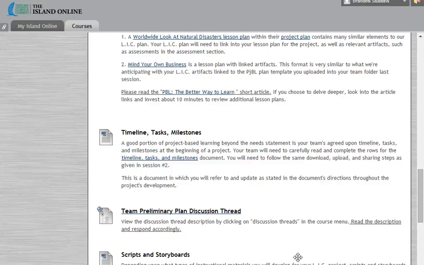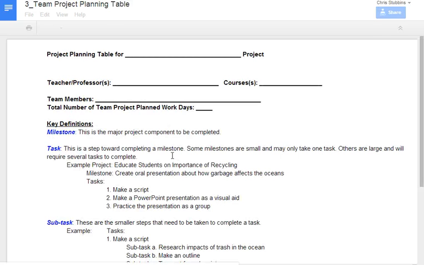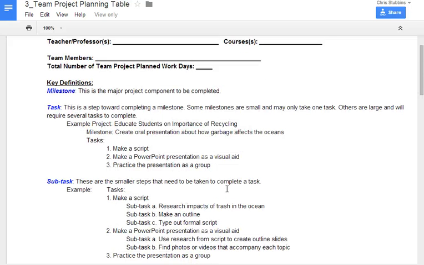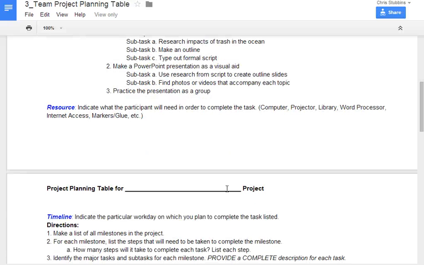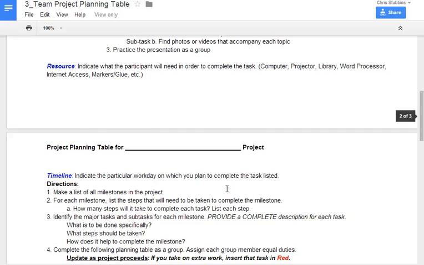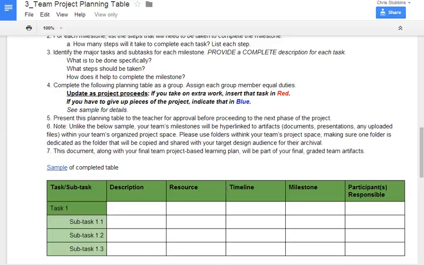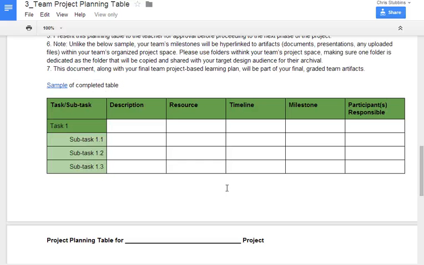Another document that is significant in this step is the completion of the timeline, task, and milestones template. A milestone is a major project component that needs to be completed. A task is a step toward completing a milestone. Some milestones are small and may only have one task. Others are large and will require several tasks to complete. The subtasks are smaller steps that will need to be taken to complete the task.